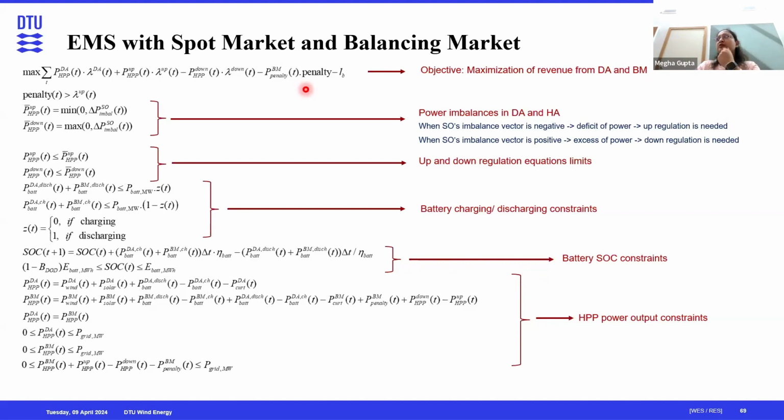And then we have some constraints, similarly again on battery charging and discharging, its state of charge, and the hybrid power plant outputs. And what we are trying to make sure here is that there is no bidirectional flow from the grid.